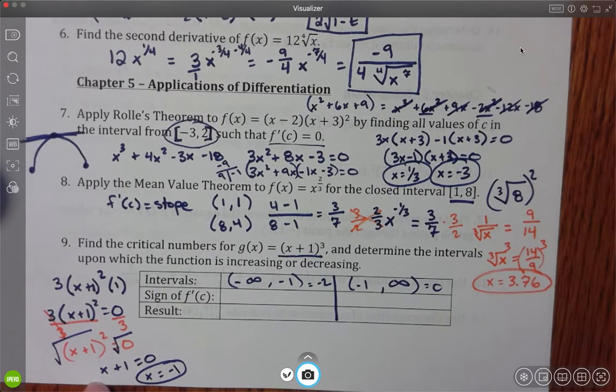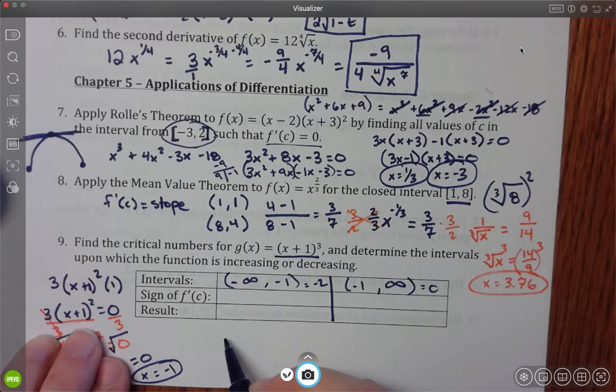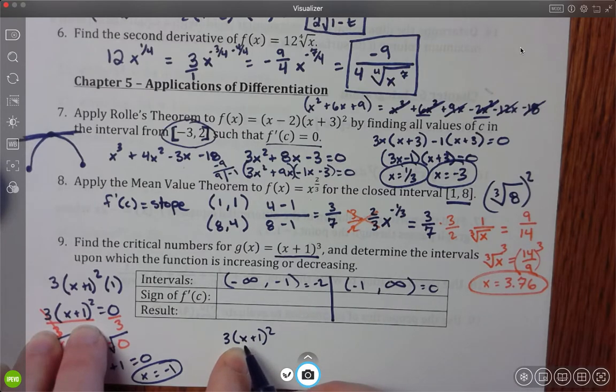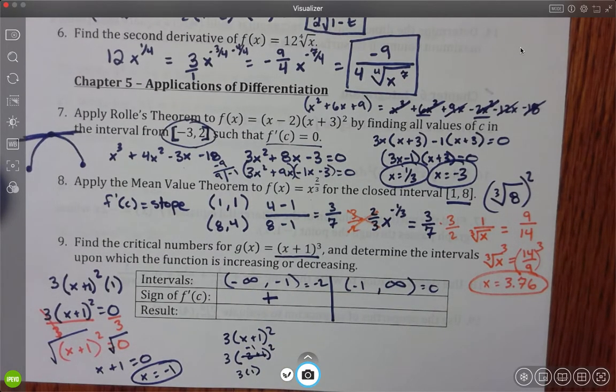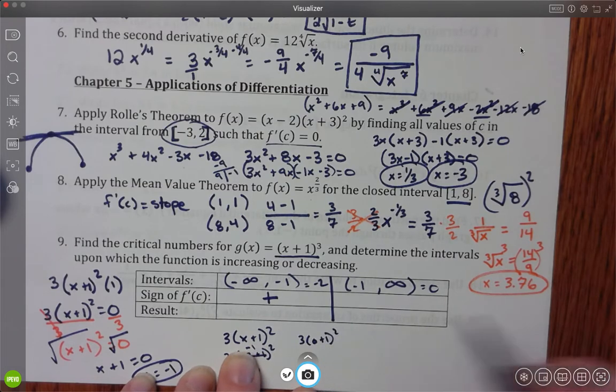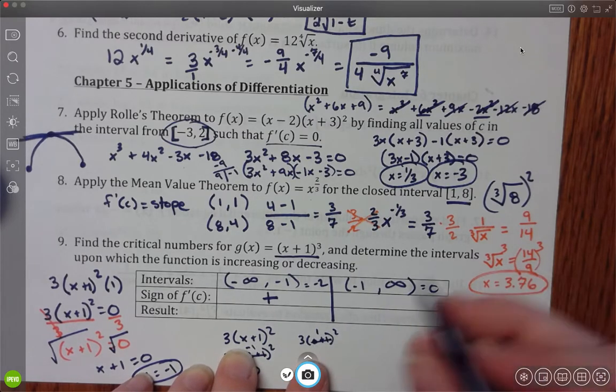And I'm going to plug them into my first derivative, which is 3 times x plus 1 squared. If I plug negative 2 in there, 3 times negative 2 plus 1 squared. That's going to be negative 1. Negative 1 squared is 1, so 3 times 1. This is going to be a positive number. Now if I plug 0 in, same thing. 3 times 0 plus 1 squared is still going to be a positive number, because 1 squared is 1 times 3.